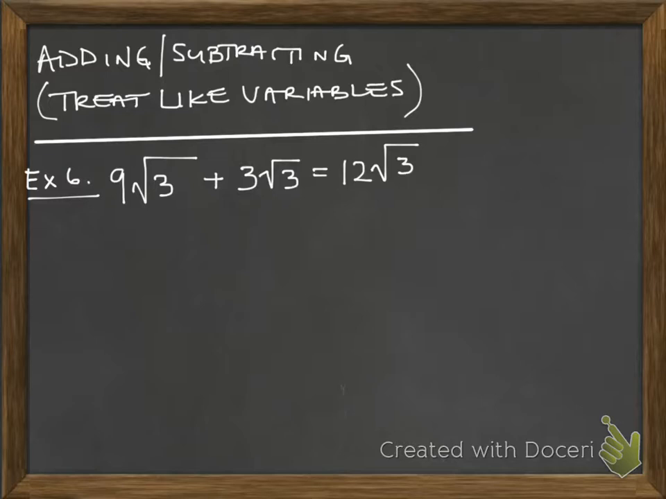Okay. Let's look at another. You should keep it the same, no matter what. 9 plus 3. What if I did 9 minus 3 square roots of 3? 9 square roots of 3 minus 3 square roots of 3. 6 square roots of 3, right?